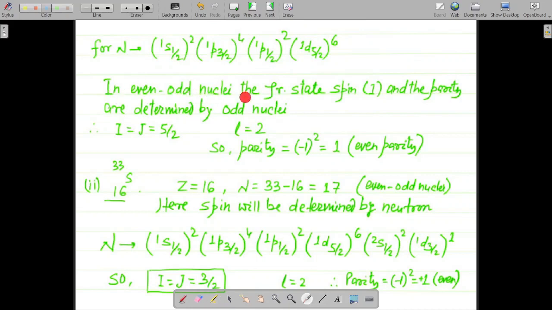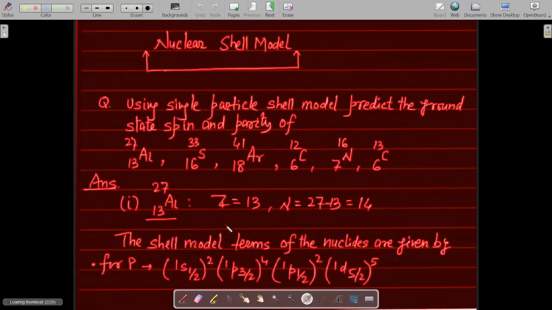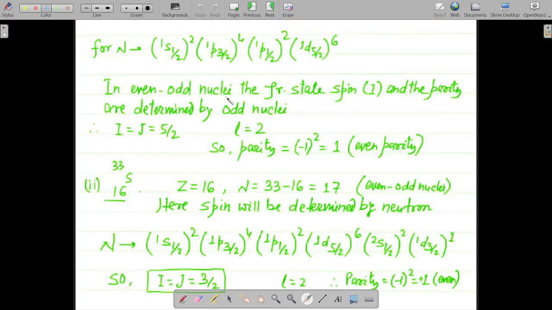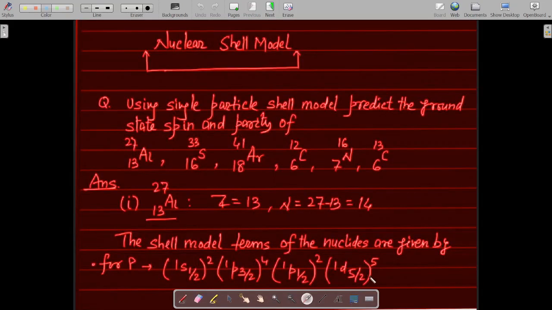In even odd nuclei, what is even odd nuclei? You can clearly see this: this is even and this is odd. So it is clearly even odd nuclei. In even odd nuclei, the number of protons is even and the number of neutrons is odd, or the number of neutrons is even and the number of protons is odd. Either Z can be even, N can be odd, or N can be even, Z can be odd. So in even odd nuclei, the ground state spin I and parity are determined by the odd nucleon. Here, only the proton is the odd nucleon.